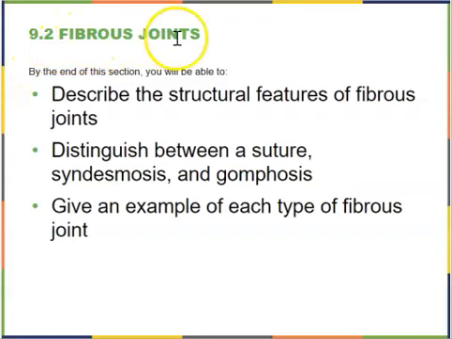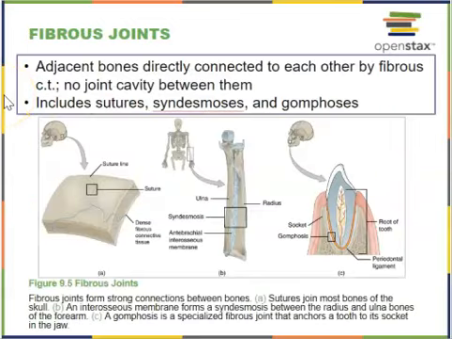Chapter 9.2 Fibrous Joints. By the end of this section, you will be able to describe the structural features of fibrous joints, distinguish between a suture, syndesmosis, and gomphosis, and give an example of each type of fibrous joint. Fibrous joints occur at locations where two adjacent bones are connected by fibrous connective tissue. Remember, there's no joint cavity between them, and fibrous joints include sutures, syndesmoses, and gomphoses.